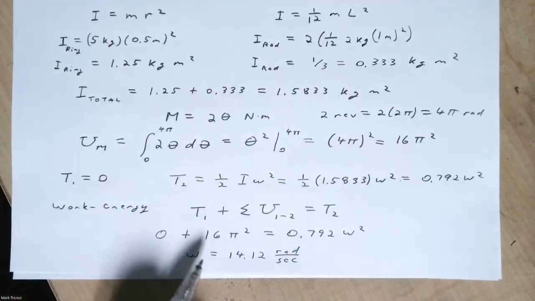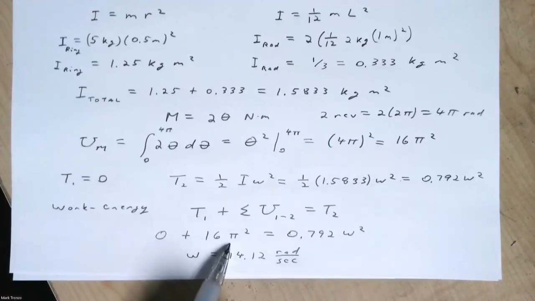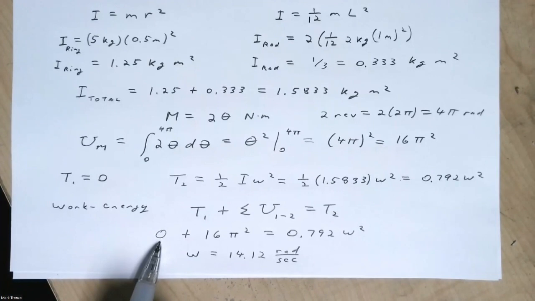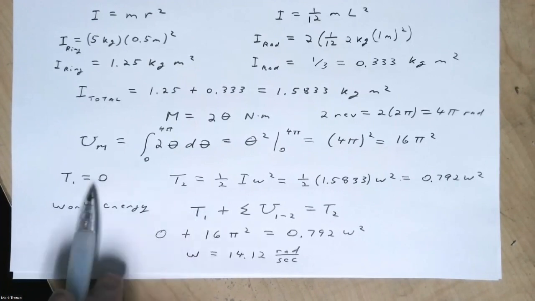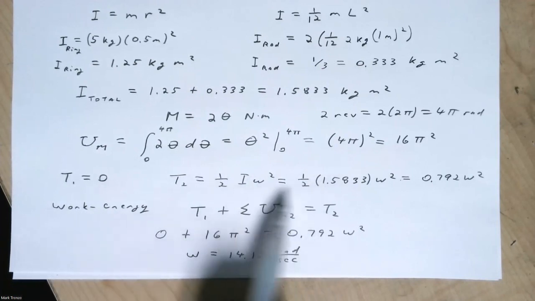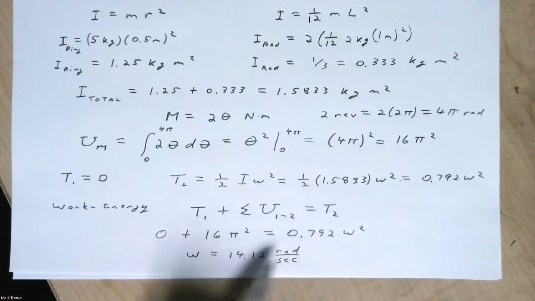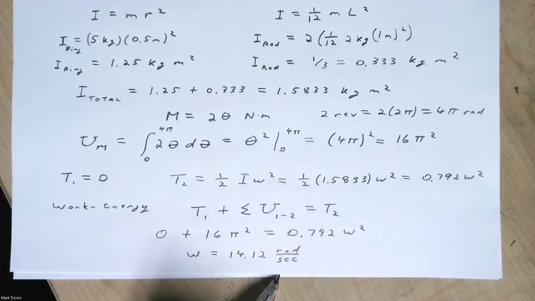So again, our only work was the work of this moment. We started at 0 angular velocity, so the original kinetic energy is 0. Final kinetic energy was calculated up here. Put everything in and take the square root, and we get omega to be 14.12 radians per second.